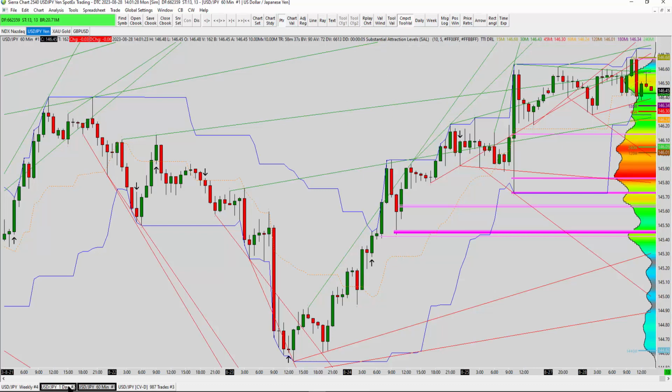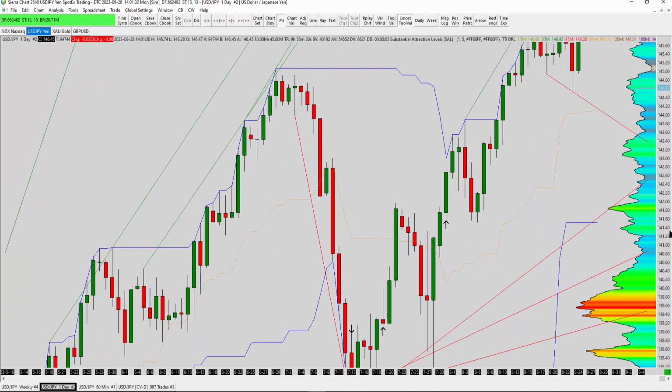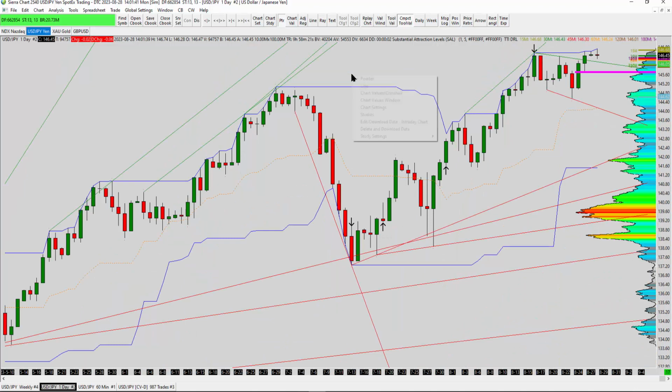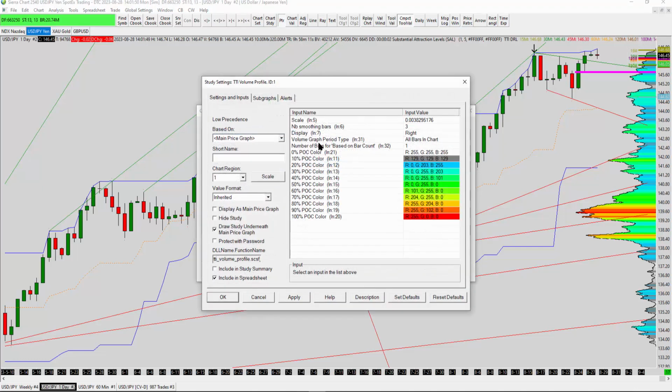Let's first look at the volume profile on the daily. This is the daily chart. You see the nice colors and the shapes on the right-hand side. It's basically a study or an indicator for Sierra Chart. The volume profile is a comprehensive indicator, but it is designed to be very easy to utilize and understand.